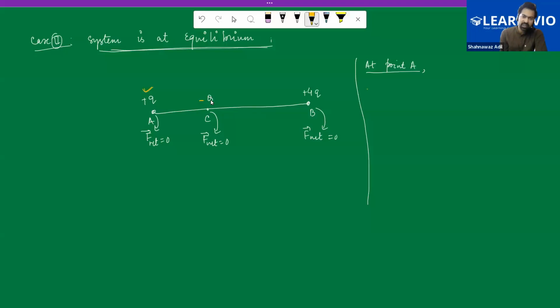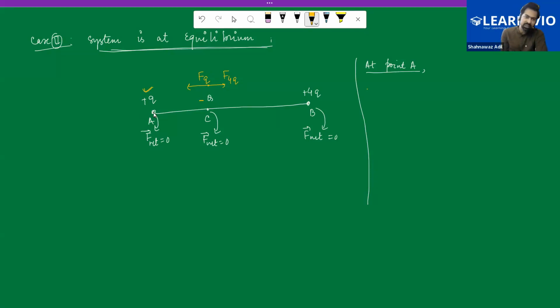Because this is negative charge, both of the rest of them are positive. So due to this plus q charge, the force would be attractive, so the force would be in this direction. Due to this plus 4q, this point B is also attracting this minus q charge, so this would be in this direction. So they are balancing each other, right? One is left, the other one is right.